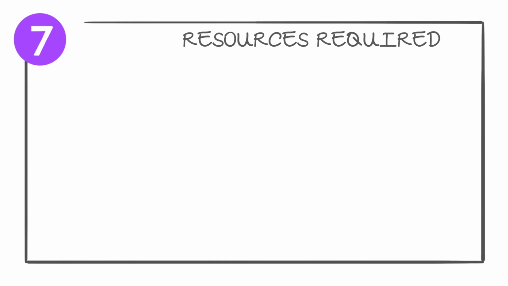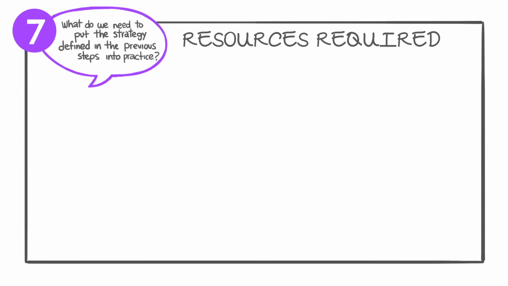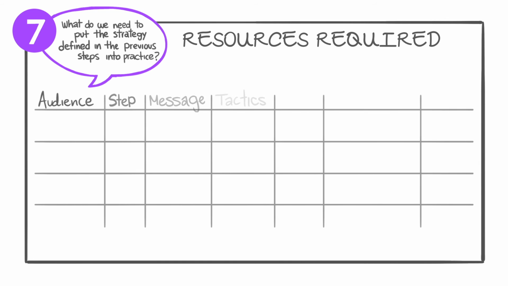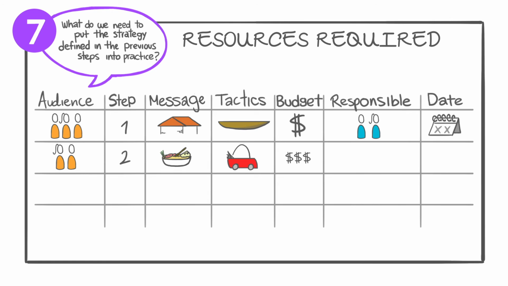Once we have defined the tactics we are going to use to reach the audience with the messages, we arrive at the final step, which is to define the resources required to carry them out. What do we need to put the strategy defined in the previous steps into practice? How much does it cost? And where will the money come from? This step consolidates the information that will make it possible to carry out the communication strategy, including the responsibilities, times, costs, and funding sources.